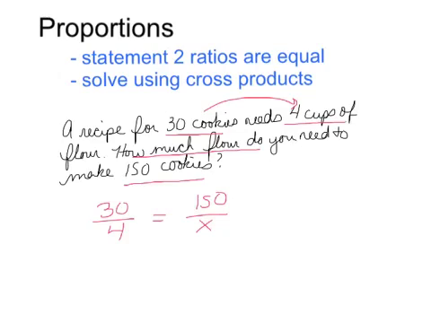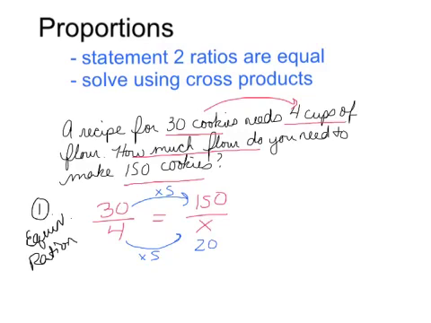So at this point, the first method is by using equivalent ratios, which we've also talked a little bit about, in the sense that 30 times 5 is 150, so 4 times 5 would have to equal 20. So I should end up with 20 cups of flour. There is another method that can be used.